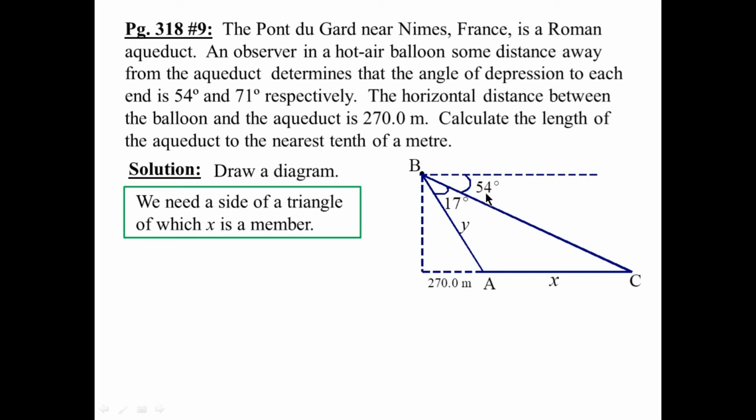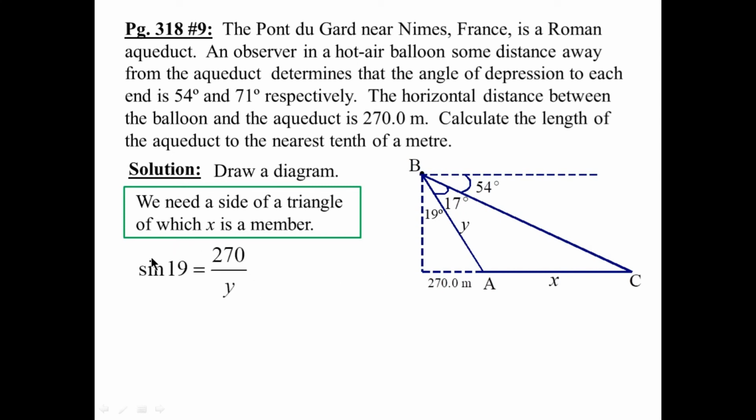Notice, 54 plus 17 is 71 degrees, so this angle right here must be the complement of that, 19 degrees, because these all add up to 90 now. Sine of 19 is opposite over hypotenuse. So right here, using this angle, I can say sine is opposite over hypotenuse, just doing SOHCAHTOA, and I've got y. That's pretty basic grade 10 trig.